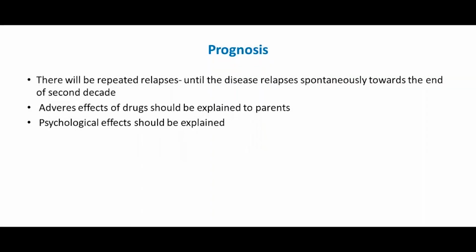Prognosis: usually the prognosis is good in spite of repeated relapses, until the disease relapses spontaneously. Towards the end of the second decade, the prognosis is becoming better and better, and by the second decade onwards, usually the patient will not have many recurrences. Of course, the psychological effect caused by this recurrent illness is also very obvious. It also has to be tackled. Next one.